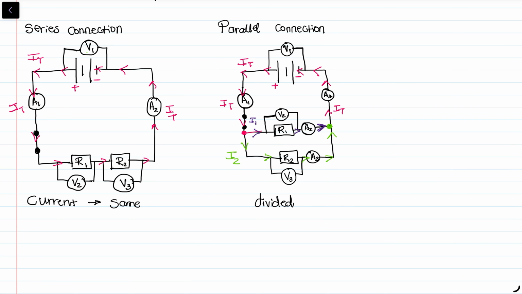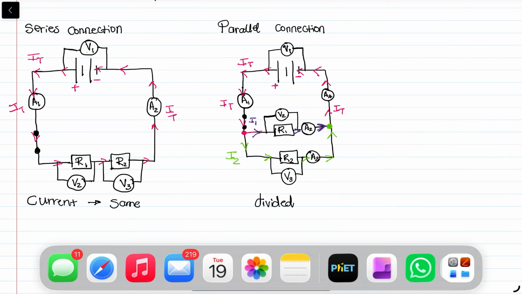R1 and R2 are on the same path. It means that the charges have to use that same energy. So let me explain it in this way. Let me go back to the simulations.